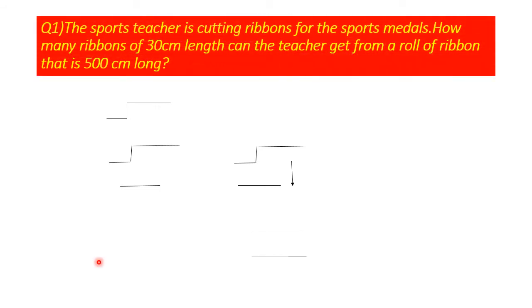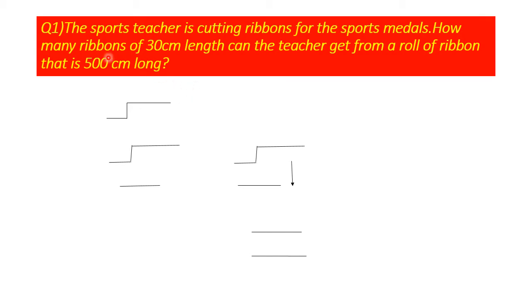Children, here I have taken the first question, which is from your one and only book, New Enjoying Mathematics class 4. The question here is that there is a sports teacher and the teacher is cutting ribbons for the sports medals. This much is clear. Then how many ribbons of 30 centimeter length can the teacher get from a roll of ribbon that is 500 centimeter long? So first we need to check what all information we have.